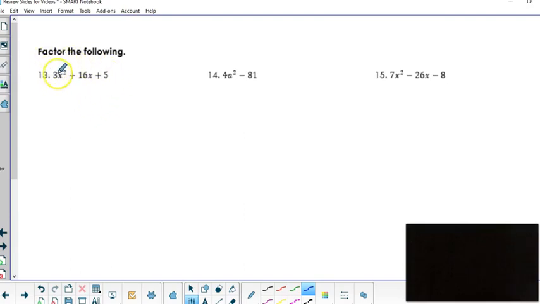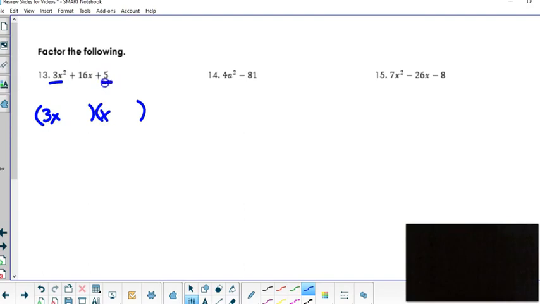Okay, first we have this expression right here, 3x squared plus 16x plus 5. So it is a trinomial, and it is going to factor into two binomials. All of these are going to factor into two binomials. And our first term is 3x squared. So that means our first term in each of the binomials has to multiply together to be 3x squared. So that has to be 3x times x. That's the only way you can take two terms to multiply together and get 3x squared.